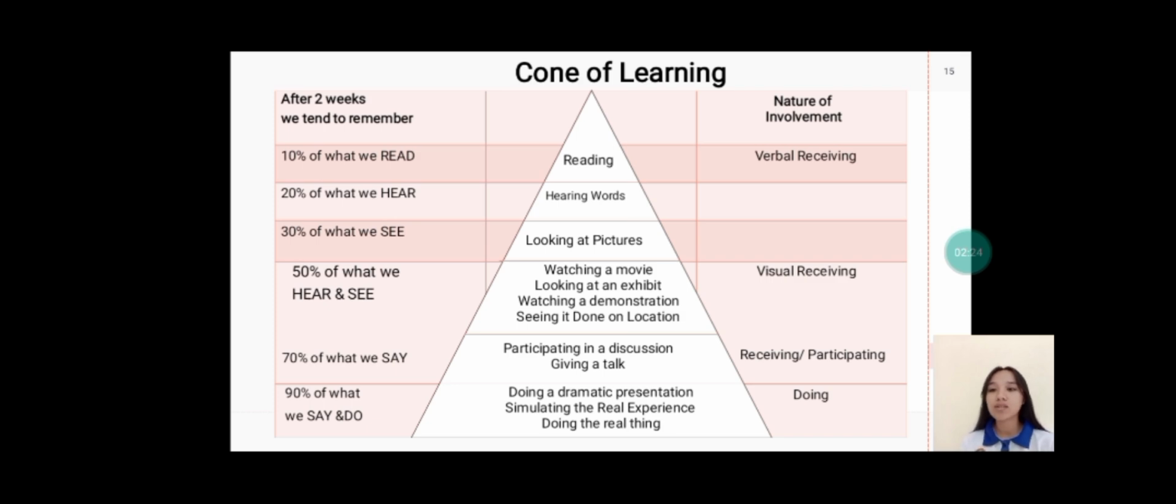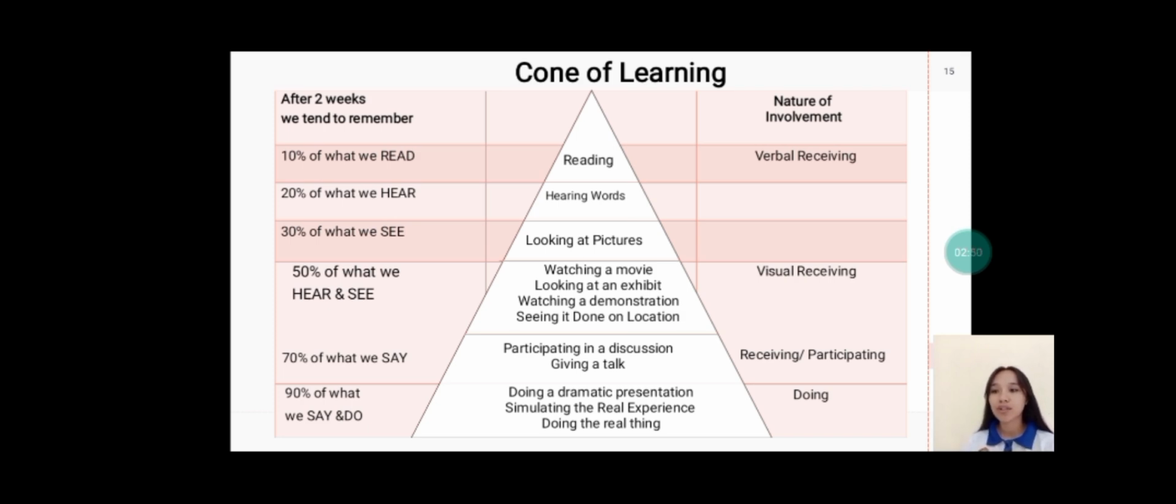So, what instructional support materials will the teachers use according to the learning styles and the outcomes to be achieved? So, here are some guidelines. So, let's start at the base of the cone. So first is the direct purposeful experience.